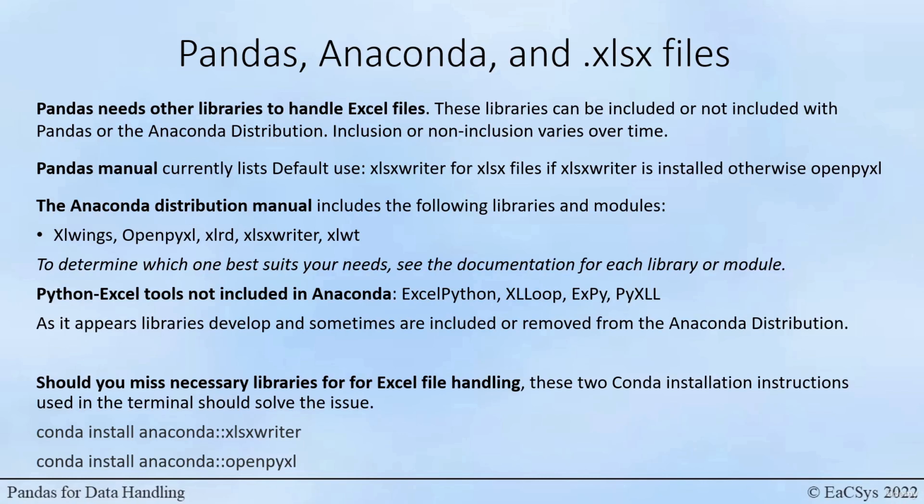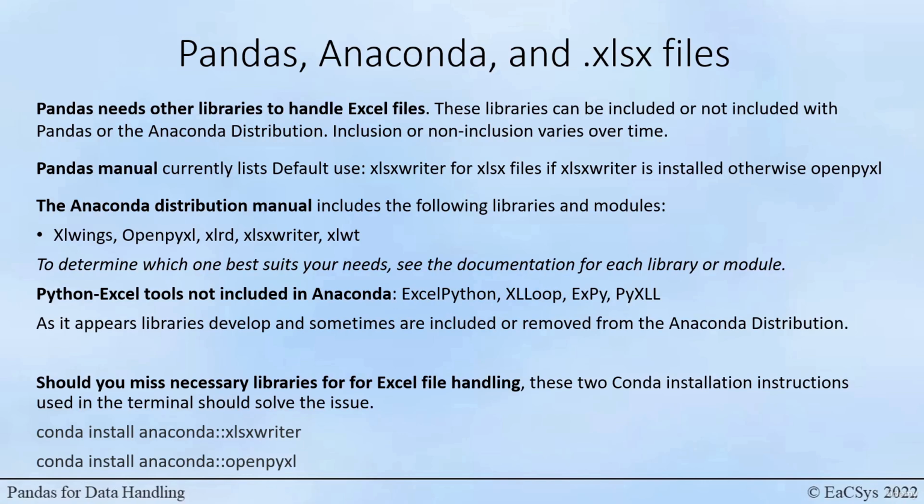Pandas needs other libraries' code to handle Excel files. And these libraries can be included or not included with Pandas or the Anaconda distribution, as an example. Inclusion or non-inclusion varies over time. Currently, Pandas includes an older stable version of the Excel writer in its list of libraries. And this means that the functionality is included in the package, whereas the Anaconda distribution lists many libraries, although these have been moved in and out of the distribution over time.